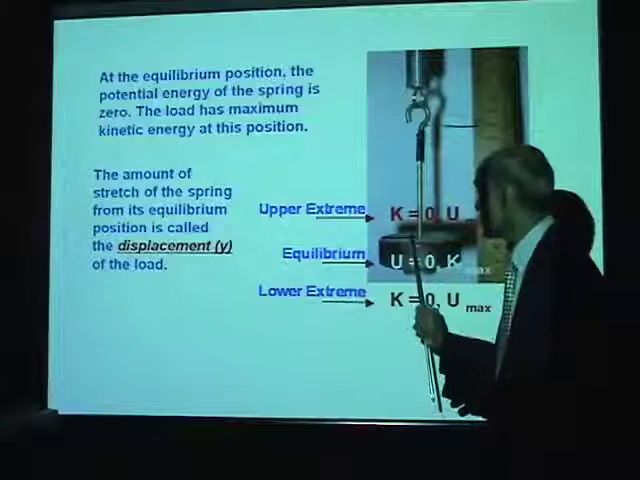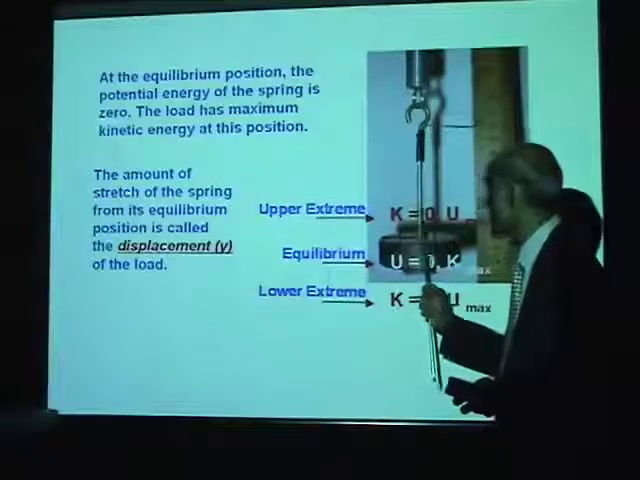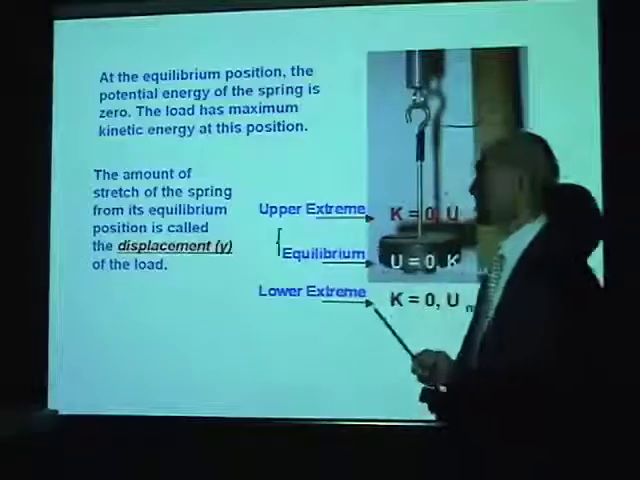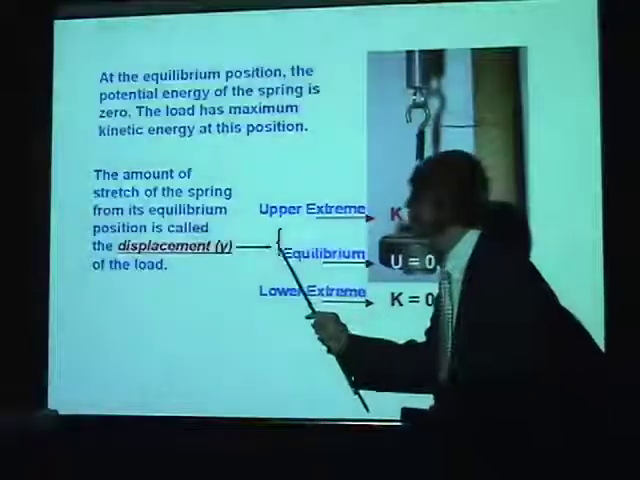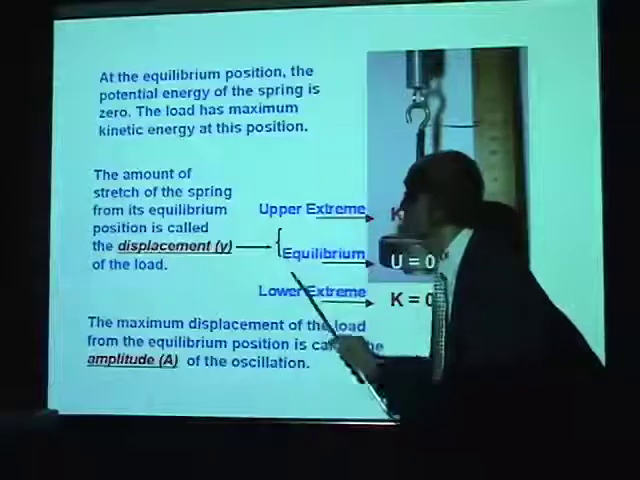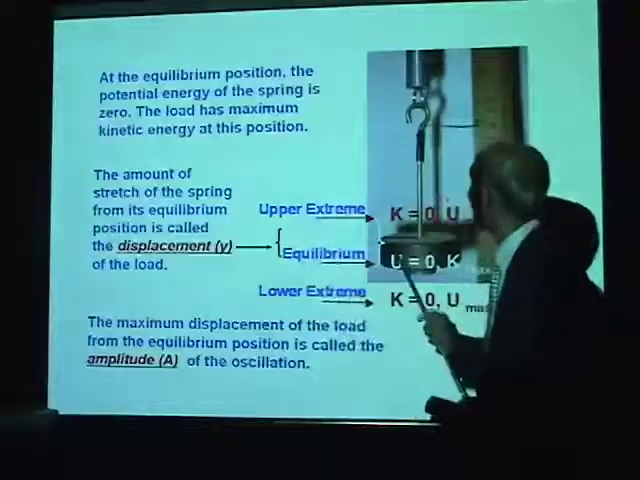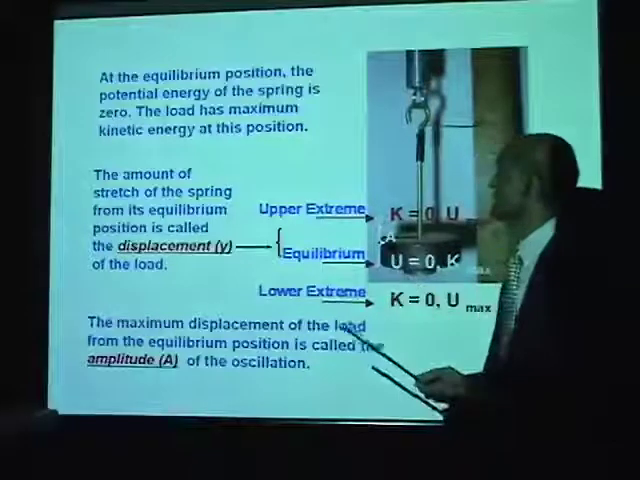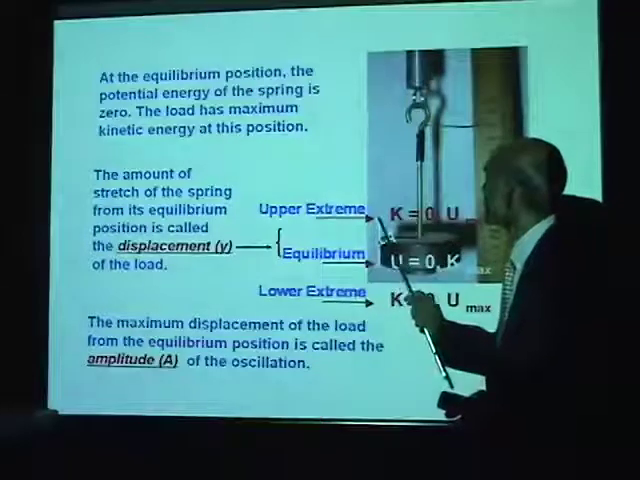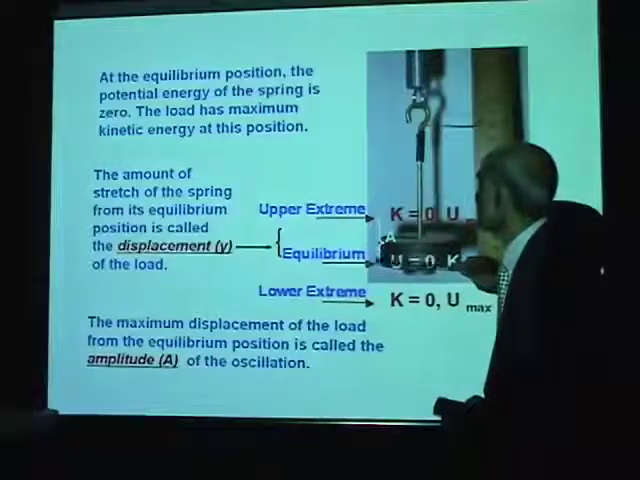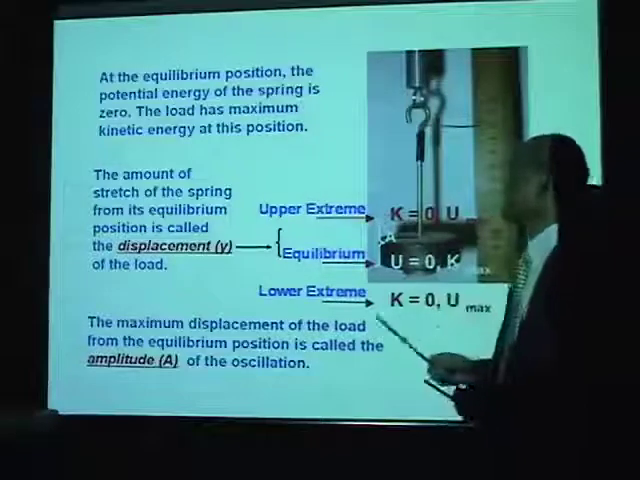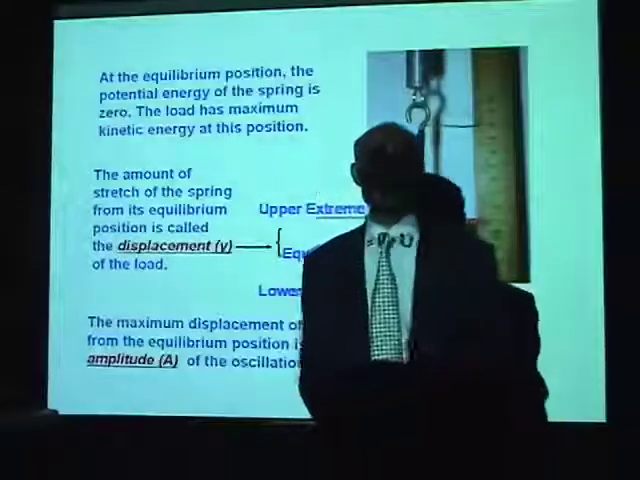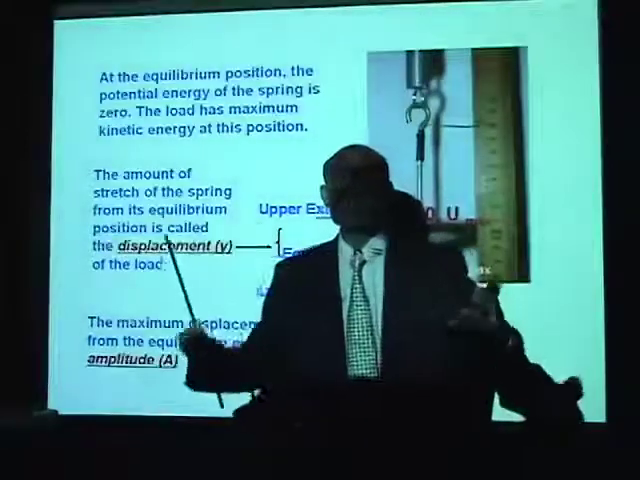Its value increases to a maximum value at the upper extreme. What is that maximum value? We're going to talk about that. So this is what we call the displacement, and we will call it y. And what is the maximum value of that y? This is the maximum value of that y from the equilibrium position to the upper extreme. And we call that the amplitude of oscillation. So what is the amplitude of oscillation?